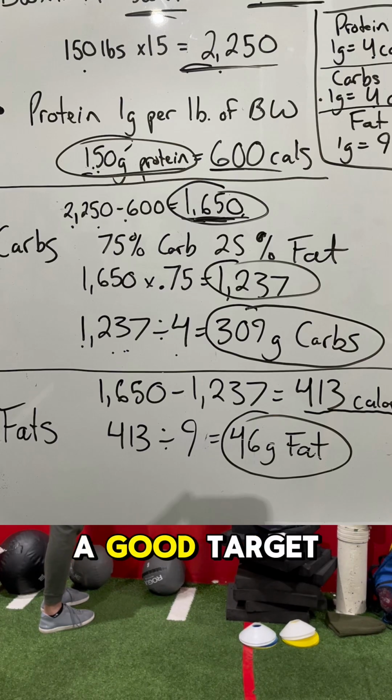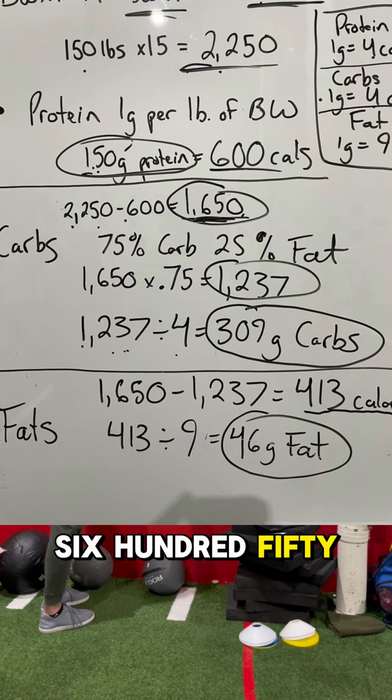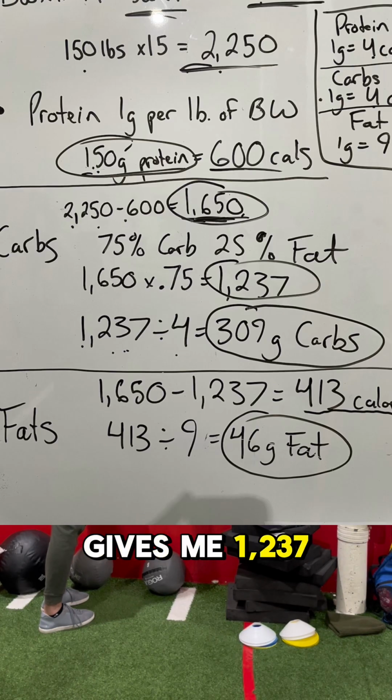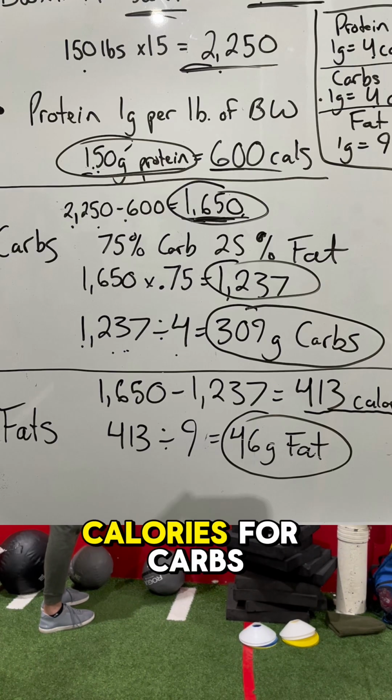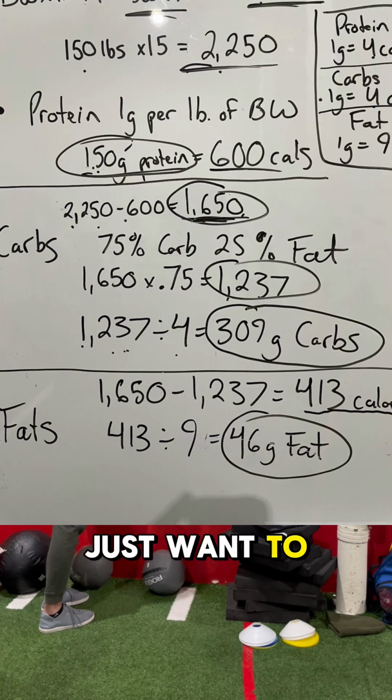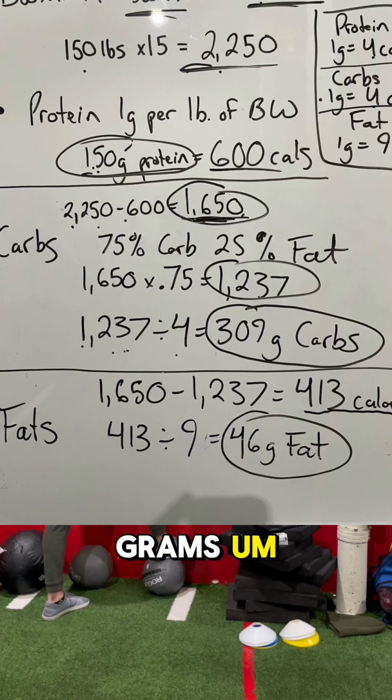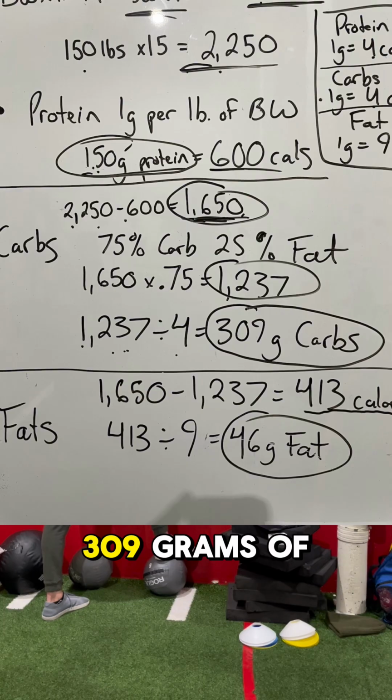So for carbs, a good target is 75% of this remainder. So 75% of 1,650 gives me 1,237 calories for carbs. Then we just want to convert that into grams. And we remember 1 gram of carbs is 4 calories. So 1,237 divided by 4 gives me 309 grams of carbs.